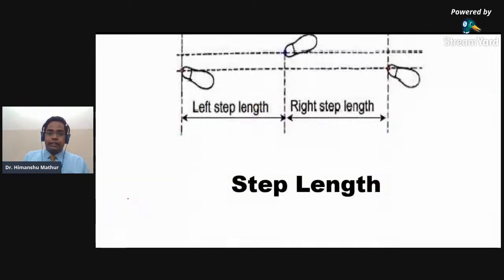Fine. Step length, I told you that there are left step length and right step length. So it is the distance between right heel strike and left heel strike. Okay, so the distance between the two different feet which are placed at the same phase in the gait cycle. So you can identify the step length over here.